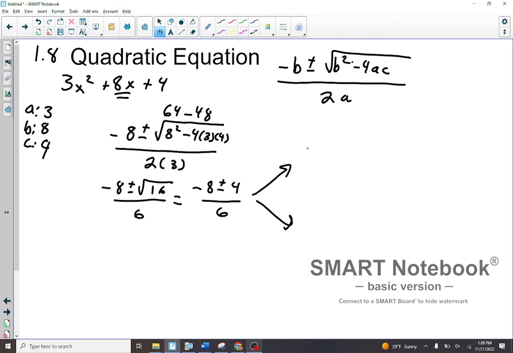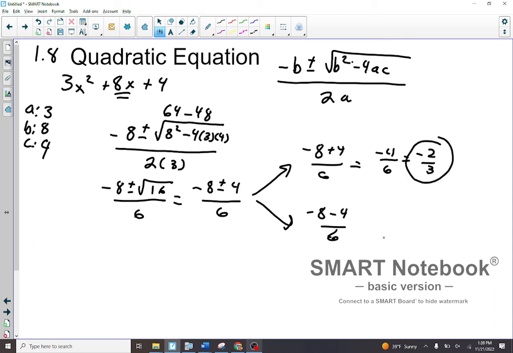I'm breaking it down. So then I'm going to do negative 8 plus 4 over 6 and negative 8 minus 4 over 6. Also, there'll be questions that should be doable without a calculator, just in case you don't have one. So negative 4 over 6, which reduces to negative 2/3. And then negative 12 over 6, which reduces to negative 2.